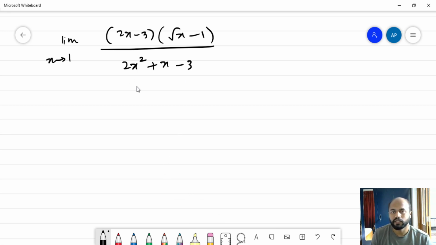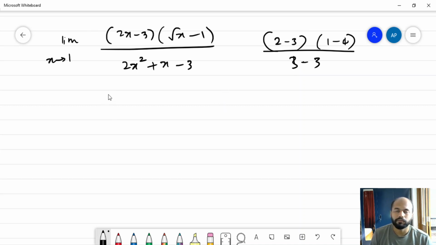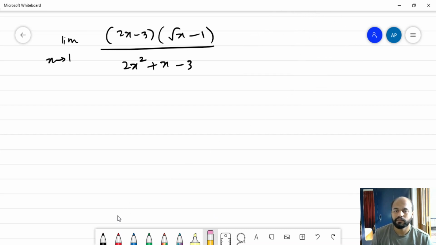So this is yet another problem. You can see that if I put x as 1, then it's going to be 2 minus 3. And here is going to be 1 minus 1, that's 0 anyways. And here it is going to be 3 minus 3, which is again 0. It will be 0 by 0 form. Now to find a finite value for this limit, we have to use the technique of rationalization. Now how do we do that?